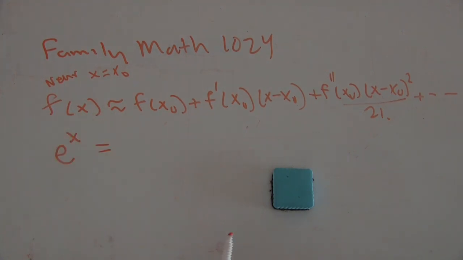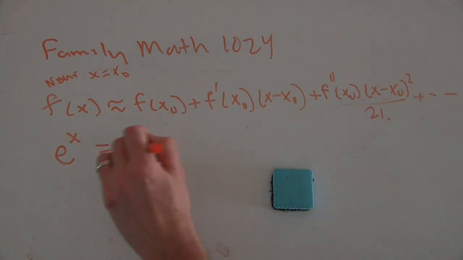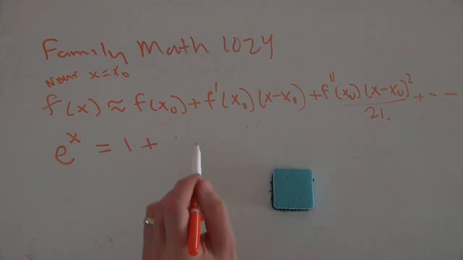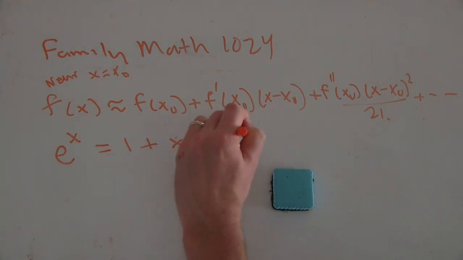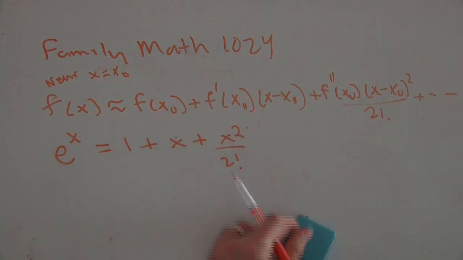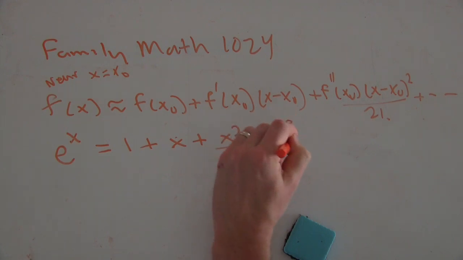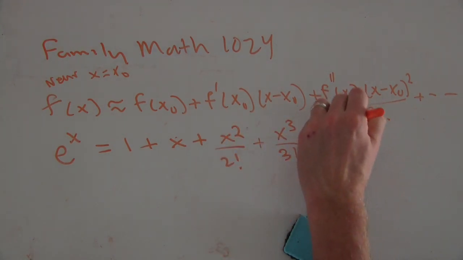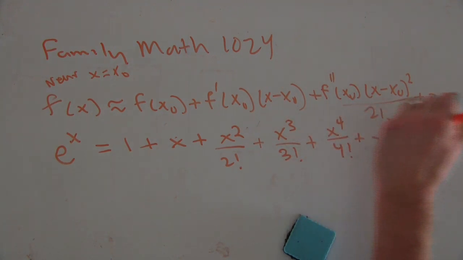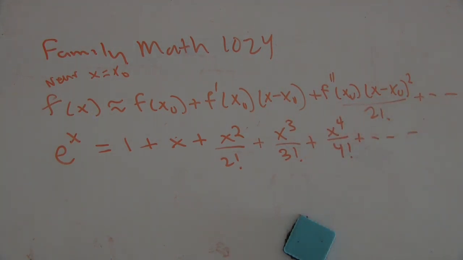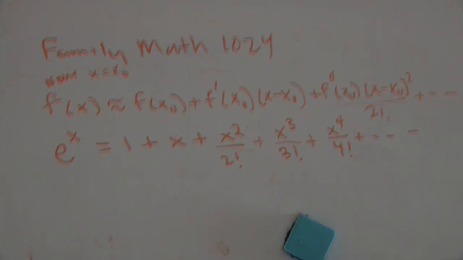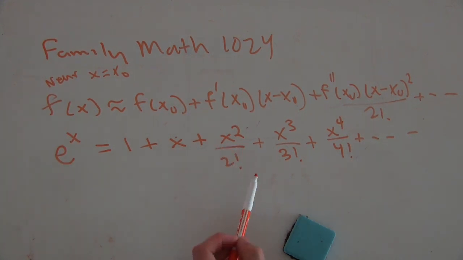Do you remember what the Taylor series for e to the x was around x equals 0? I think it was 1 plus x plus x squared over 2 plus x cubed over 3 factorial plus x to the 4th over 4 factorial, and so on. Yeah, so in a way it was a very straightforward series with factorials: 1 plus x plus x squared over 2 factorial.